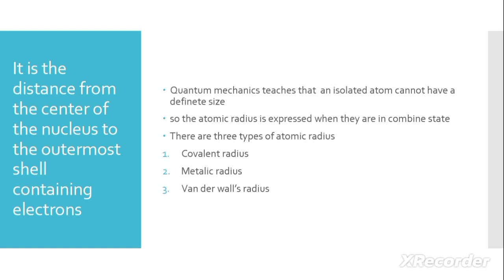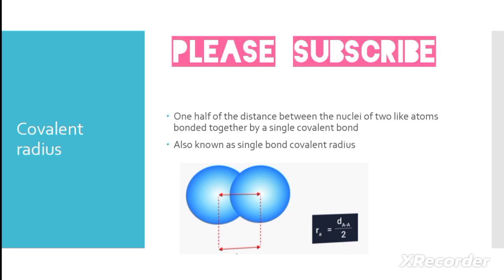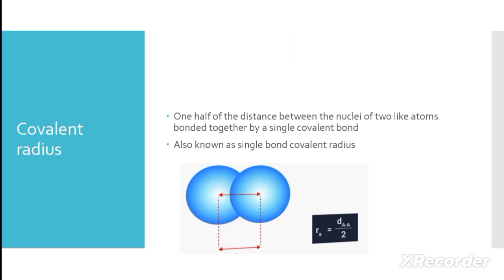So there are 3 types of atomic radius. The 3 types of atomic radius are covalent radius, metallic radius, and van der Waals radius. First of all, we will discuss covalent radius. Covalent radius means when the atoms are bonded by a single covalent bond, the distance between two nuclei is taken as the internuclear distance, and then it is divided by 2 to get the covalent radius.